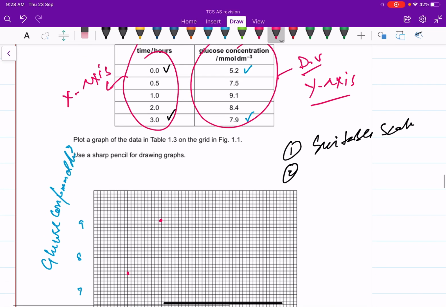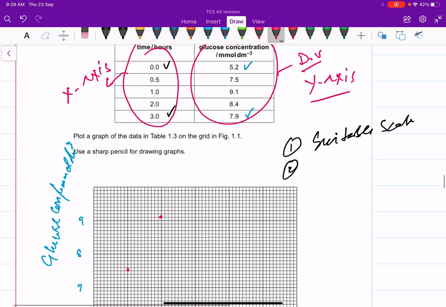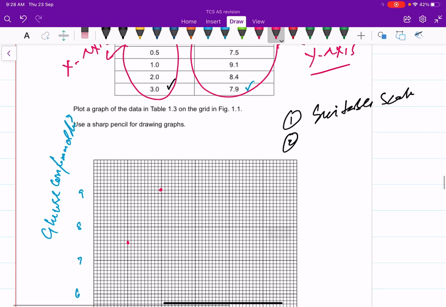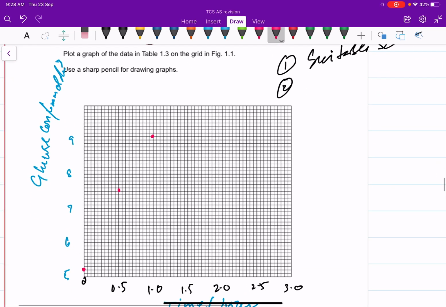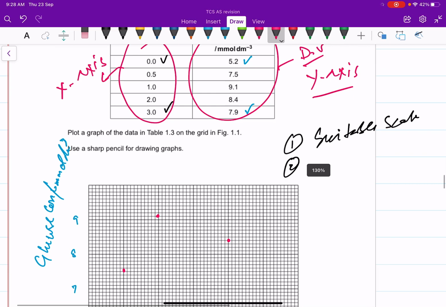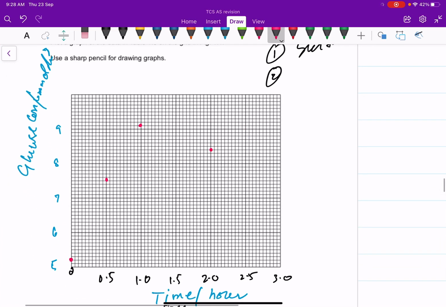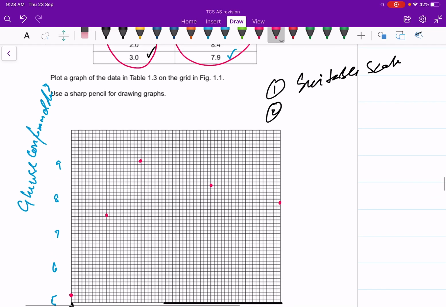At 1.5, there is no value. There is a value at 2, which is 8.4. So 2 by 8.4, so that should be 1, 2, 3 and 4 here. And at 2.5, there is no value. At 3, it is 7.9, so 7.9 should be here. Okay, so I have put these values here.